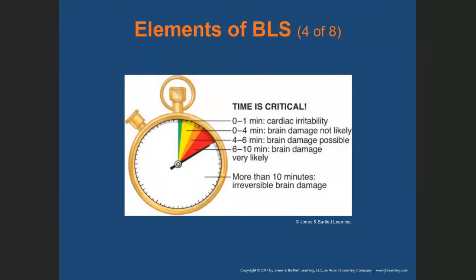0 to 1 minute without adequate perfusion results in cardiac irritability. 0 to 4 minutes, brain damage is not likely. 4 to 6 minutes without proper oxygenation, brain damage is possible. 6 to 10 minutes without proper oxygenation, brain damage is very likely. And after 10 minutes without proper perfusion to the brain, it can result in irreversible brain damage.